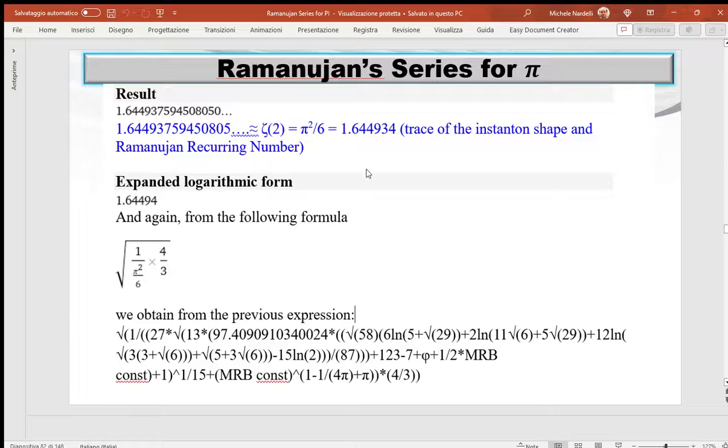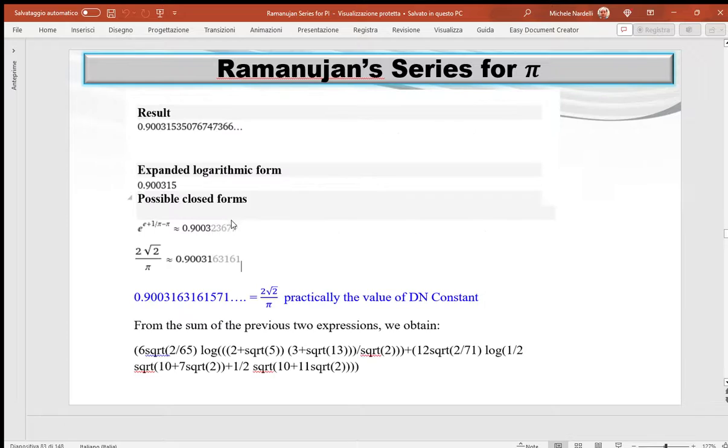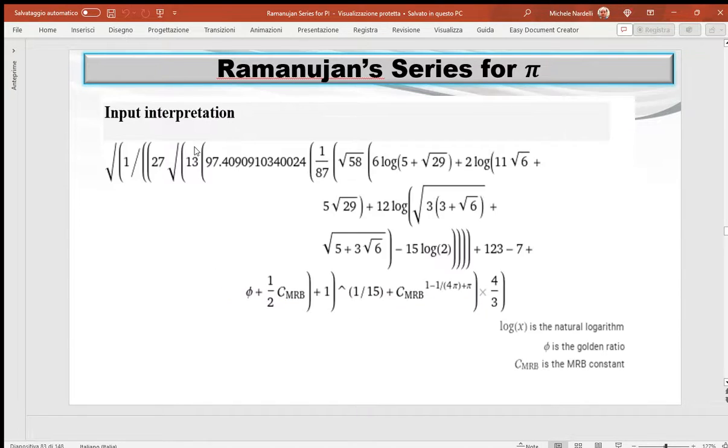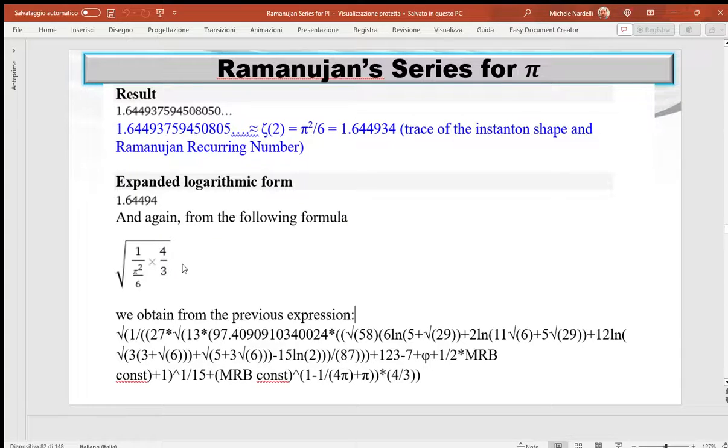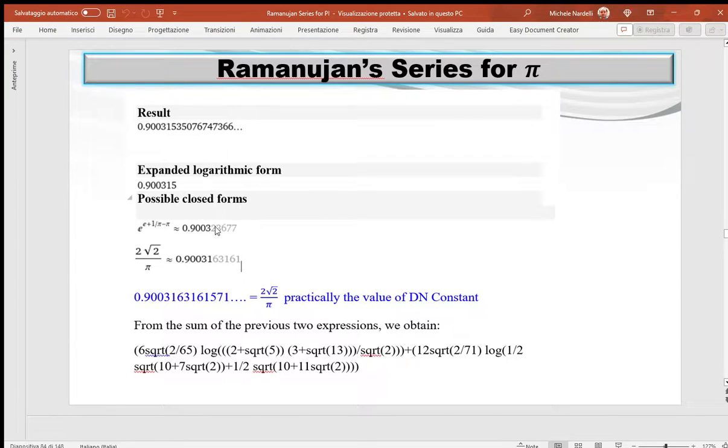Also here we obtain, from the following, furthermore we obtain from the following formula, from the previous expression and the following formula, practically 1 over pi squared over 6 multiplied by 4 over 3, and performing the square root, we obtain the following expressions and the following result.